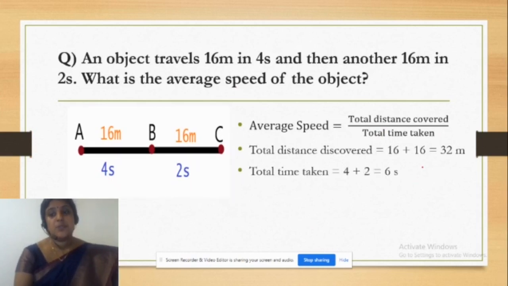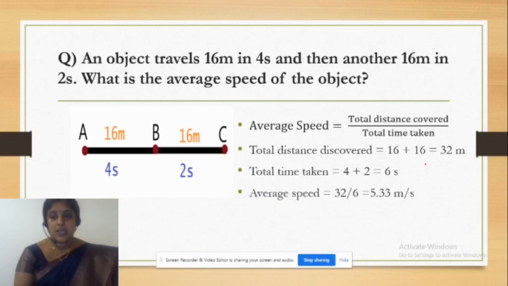So directly substitute the value in the equation. You'll get average speed is equal to 32 by 6, that is equal to 5.33 meter per second. Is that clear, students? Then, I hope you are clear with what is speed and what is average speed. Speed is the distance traveled by an object in unit time. The equation for average speed is equal to total distance covered by total time taken.